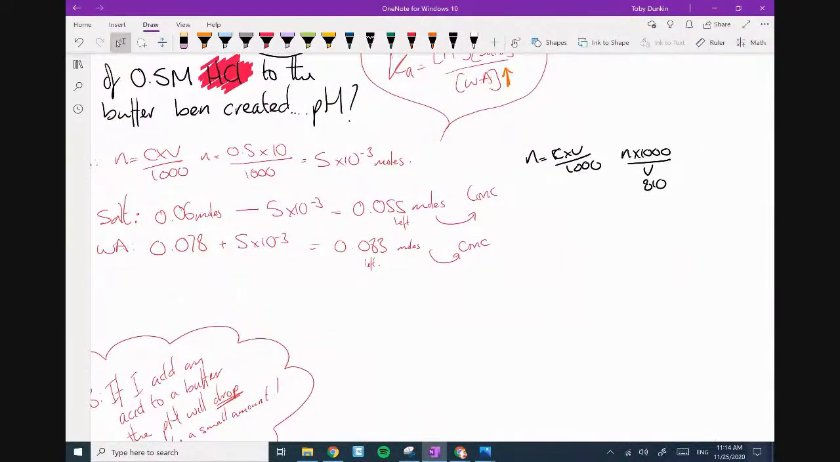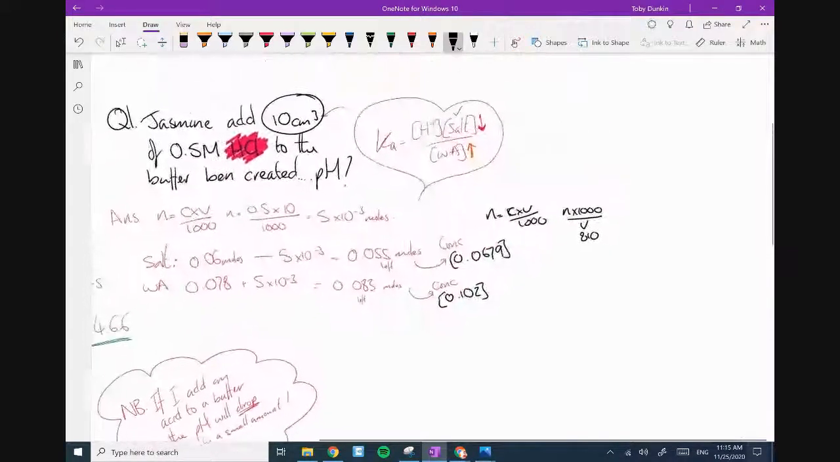Let's now run each of these processes. So I've got this weak acid already on my calculator, times 1,000, divided by 810. So that becomes 0.102 moles per dm cubed, weak acid. Salt, 0.055 times 1,000 divided by 810 gives us 0.0679 moles per dm cubed.